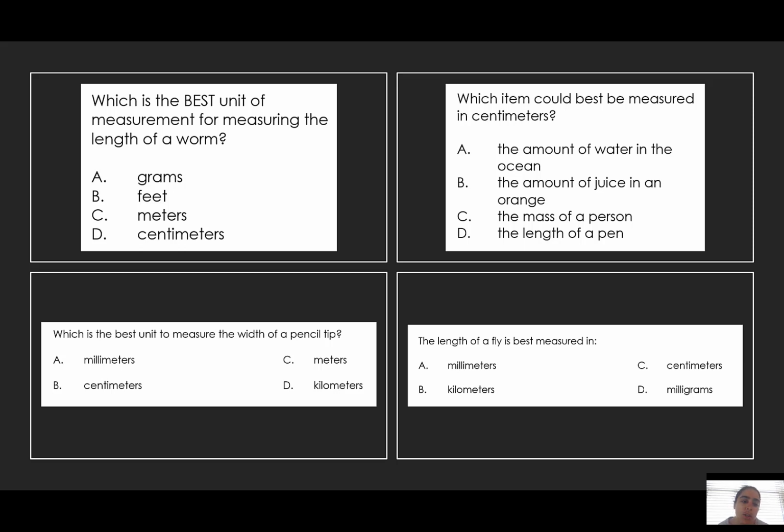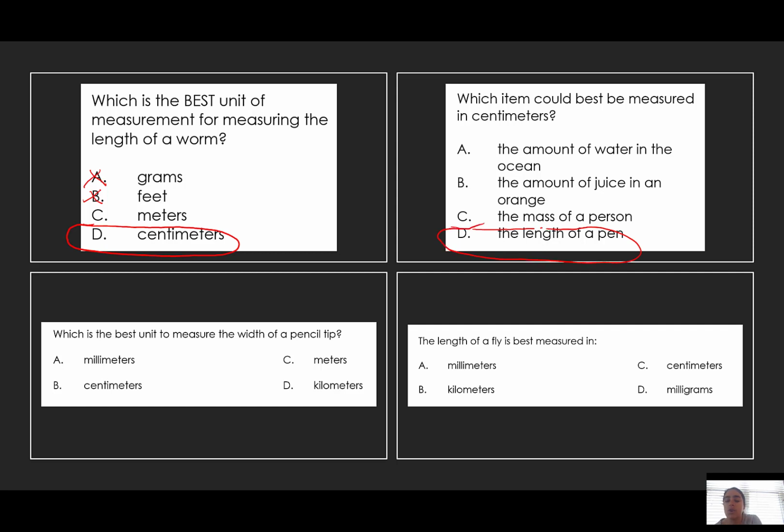For the first one, which is the best unit of measurement for measuring the length of a worm? I would say centimeters. Grams is not length, and feet is not the metric system. So I would say centimeters. Which item could best be measured in centimeters? I would say the length of a pen.